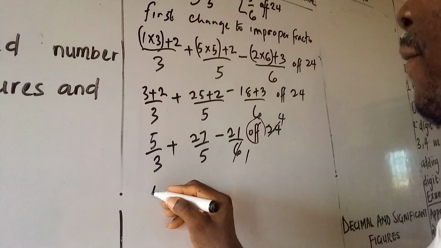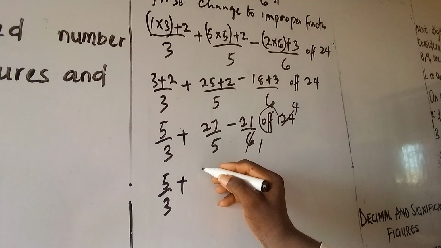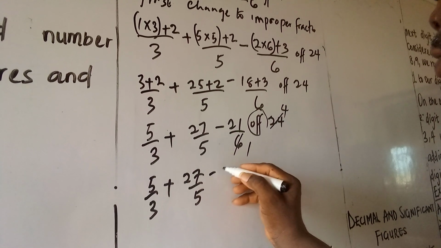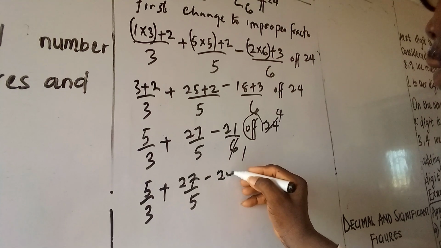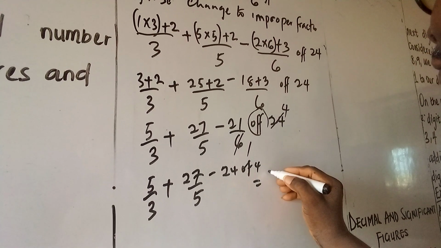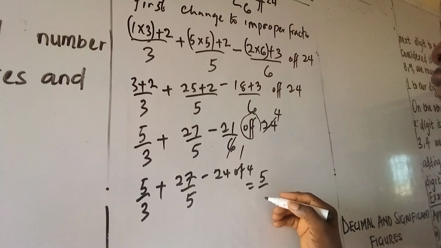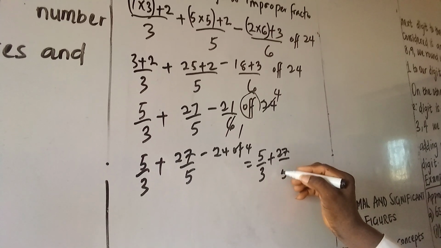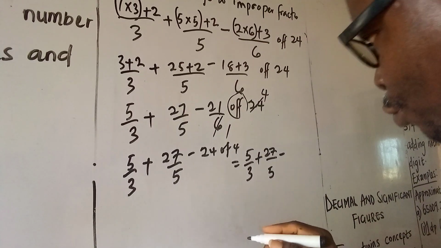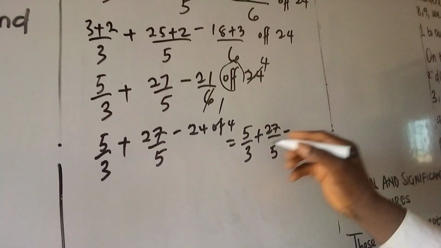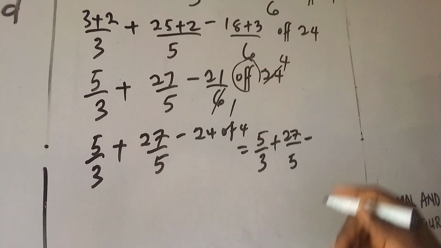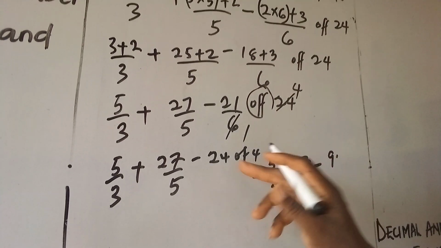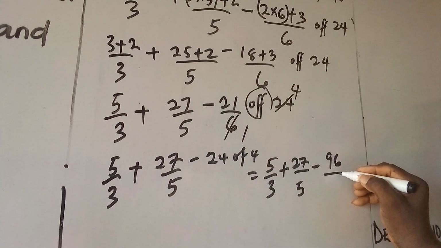So I will have 5 over 3 plus 27 over 5 minus 24 of 4. That gives me 5 over 3 plus 27 over 5 minus 24 times 4, which will give me 96 over 1.